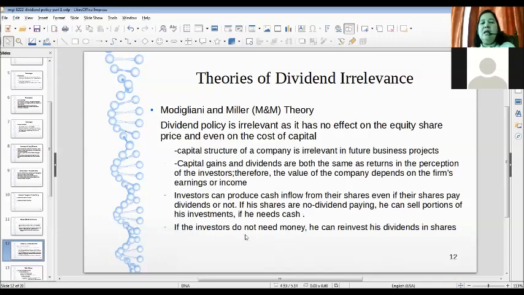And if the investors do not need money, he can reinvest his dividend in shares. Okay. So kung talagang di niya kailangan, yung pera lang, nandoon lang. Hindi na mababawasan. So pwede pa rin siyang mag-business. Okay.